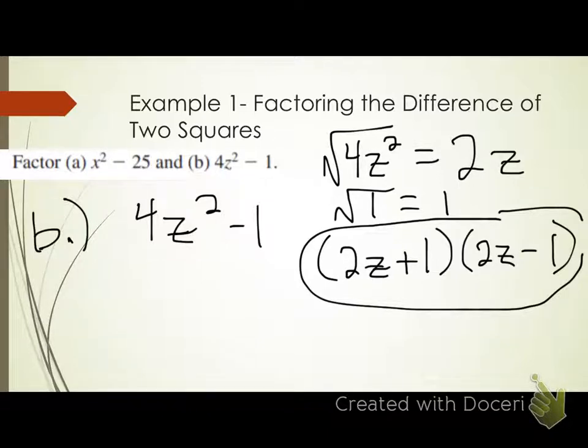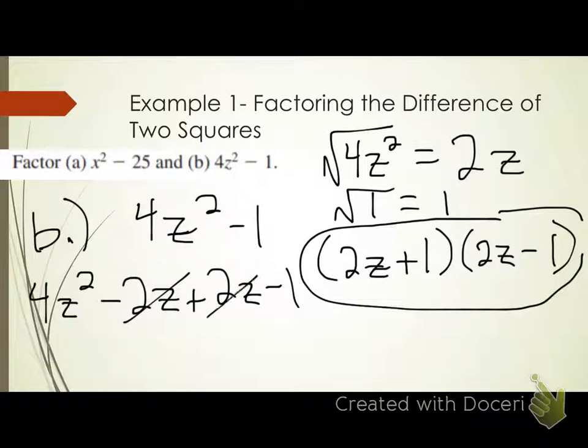If I multiplied it out, 2z times 2z gives me 4z squared. 2z times negative 1 gives me negative 2z. 1 times 2z is 2z. 1 times negative 1 is negative 1. That leaves me with 4z squared minus 1. So it checks out, and I know that 2z plus 1 and 2z minus 1 is my factored form of 4z squared minus 1. Like I said, hopefully that makes sense. If not, make sure you ask me some questions.